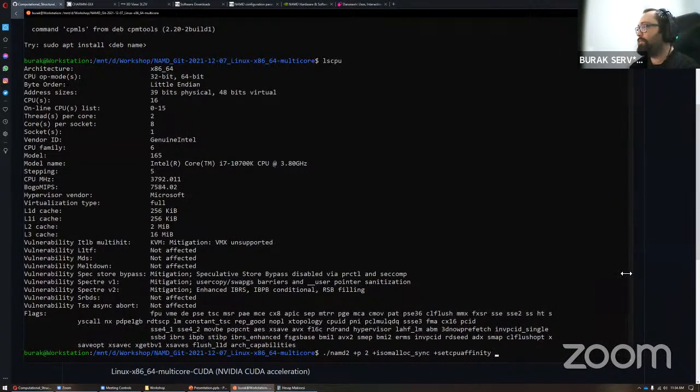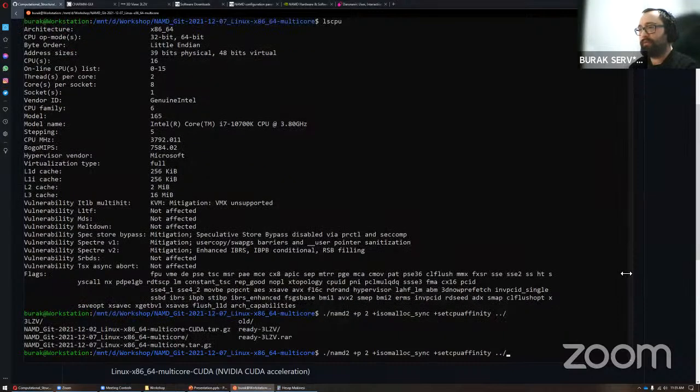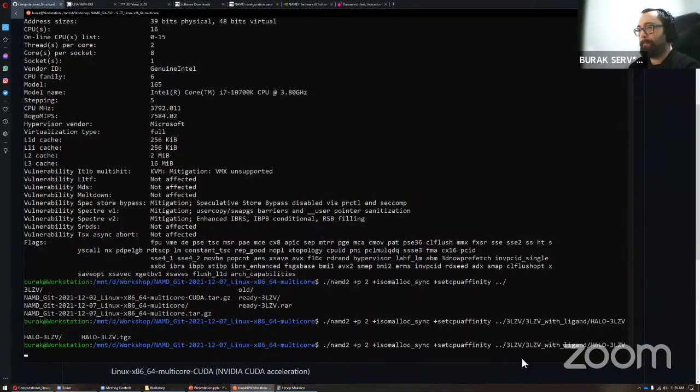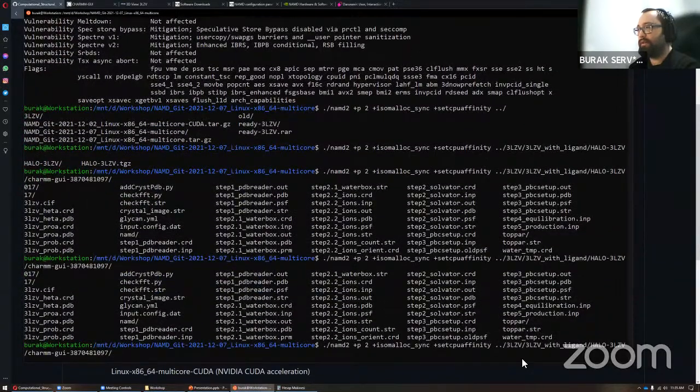Now, time to show the input file for NAMD. So I want to go back to the first folder. Now I want to check my folders. Yes. Now this is our folder, 3LZV. I want to continue with the ligand folder. Halo part. CharmGUI folder, you can download this file. And you can see we have a lot of files, but we should go to the NAMD folder, and it's here, NAMD.